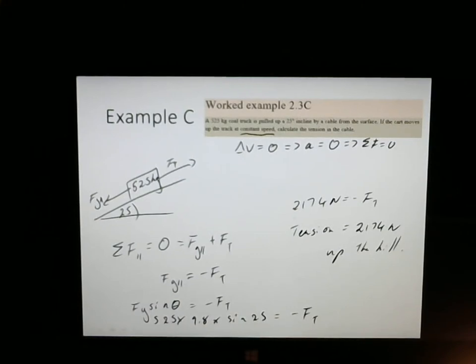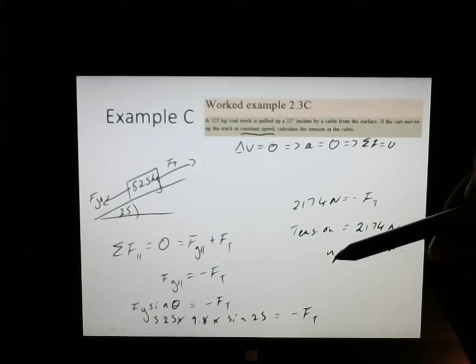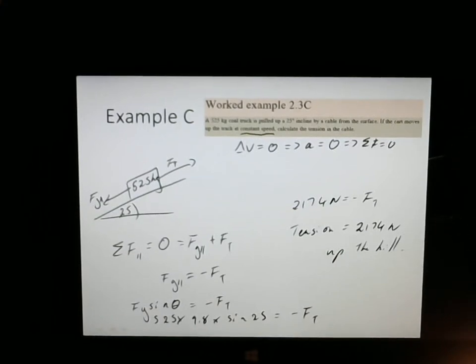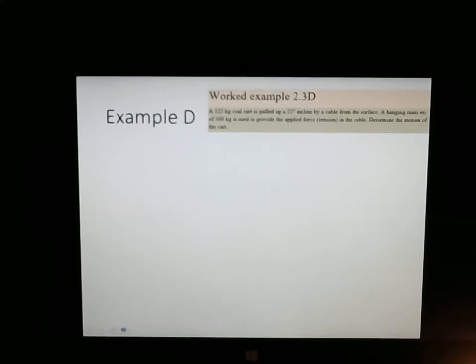Negatives and positives can be a bit tricky to deal with when you're doing inclined planes, so I generally like to give my answer in a contextual sense, saying my direction is up the hill, rather than saying my direction is negative or positive. So just be careful with that. Let's have a look at example D. There is an example E that I'm leaving for you to have a poke at, but if you can follow along with this one, you'll be able to do that fine.